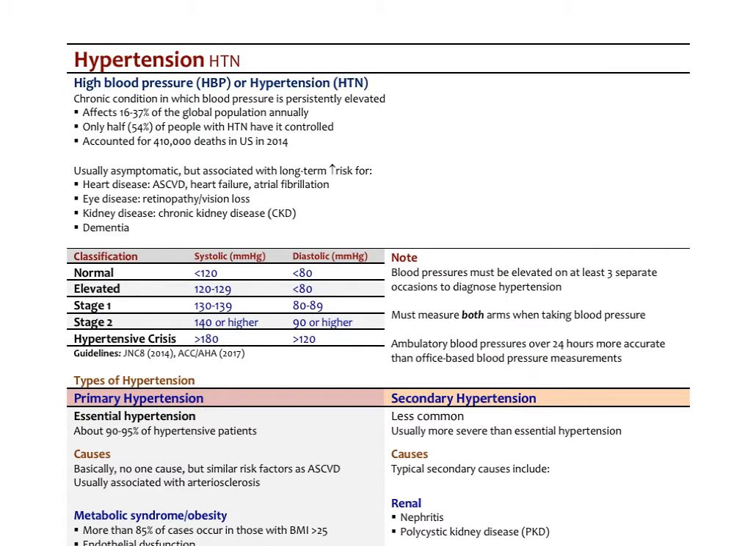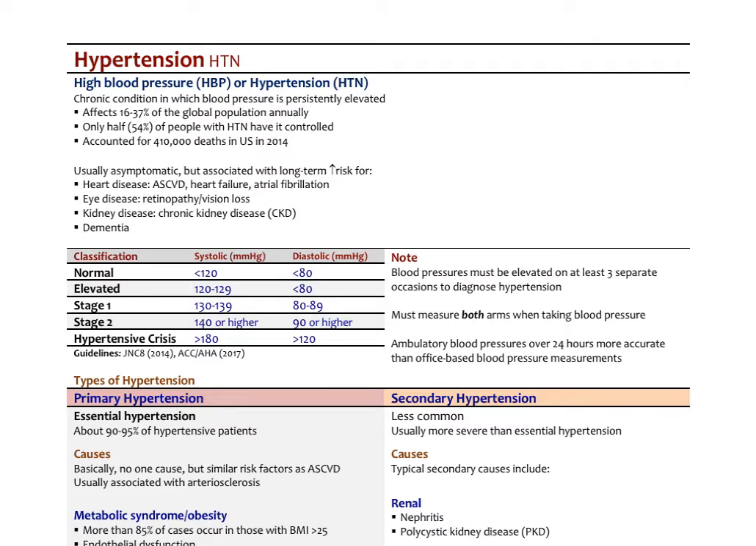So hypertension or high blood pressure is a chronic condition in which the blood pressure is persistently elevated. We estimate that it affects about a third of the global population. And in the US, of those who have been diagnosed with high blood pressure, just over half actually have it controlled. So there's a lot of room for improvement here. The estimates were that in 2014, over 400,000 deaths in the US could be directly linked to the effects of hypertension. So this is again one of our so-called modifiable risk factors for cardiovascular disease.